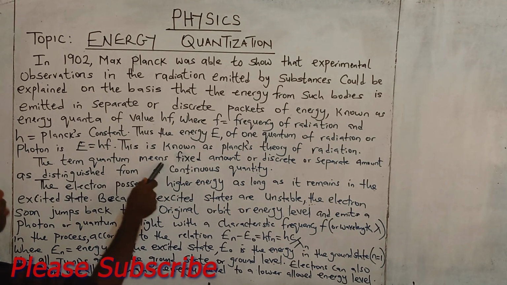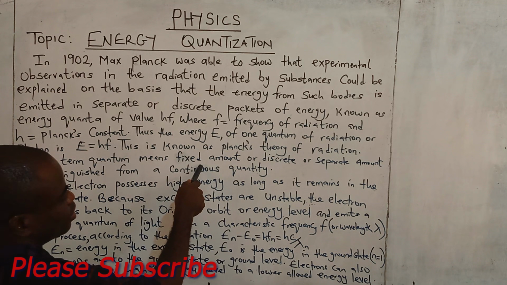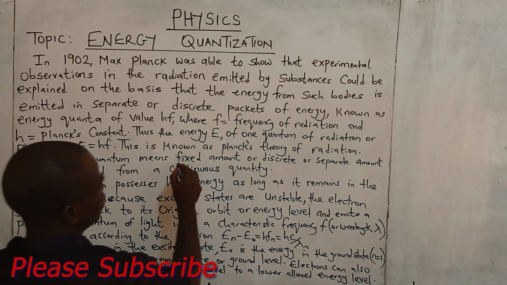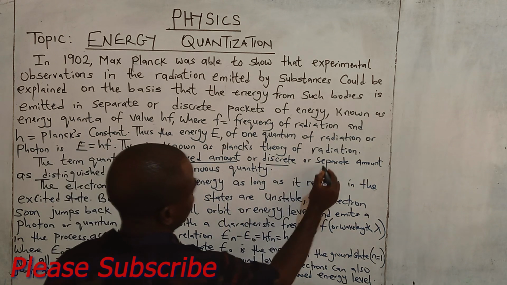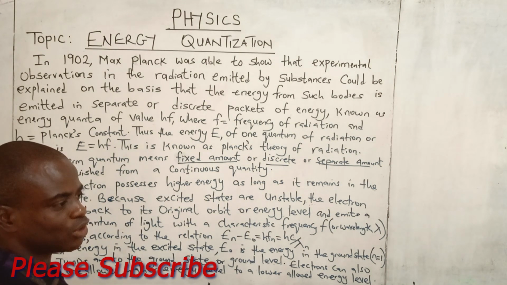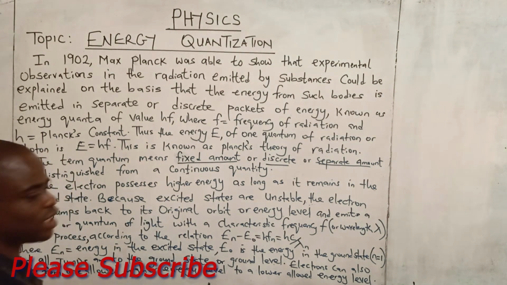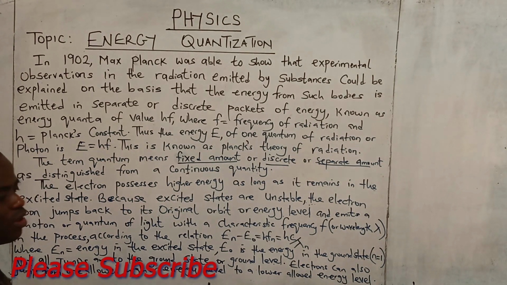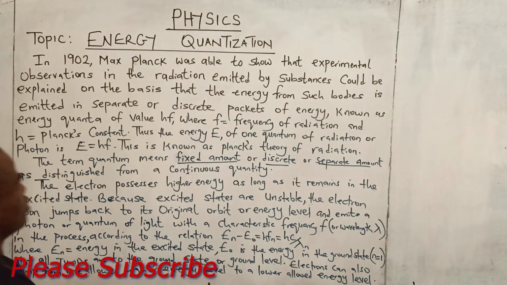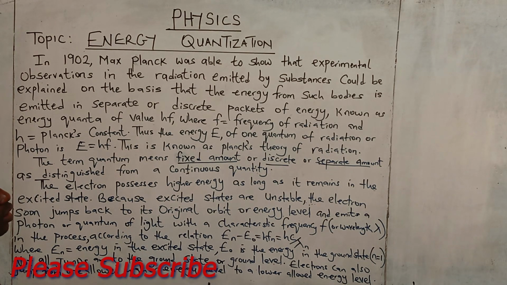The term quantum means fixed amount, or discrete or separate amount, as distinguished from a continuous quantity. To be able to measure our values, it has to be in discrete amounts, and this is how energy was being emitted from the substance as quantum energy.